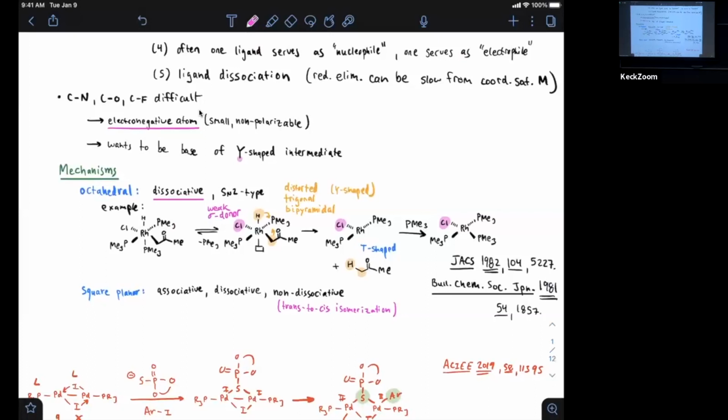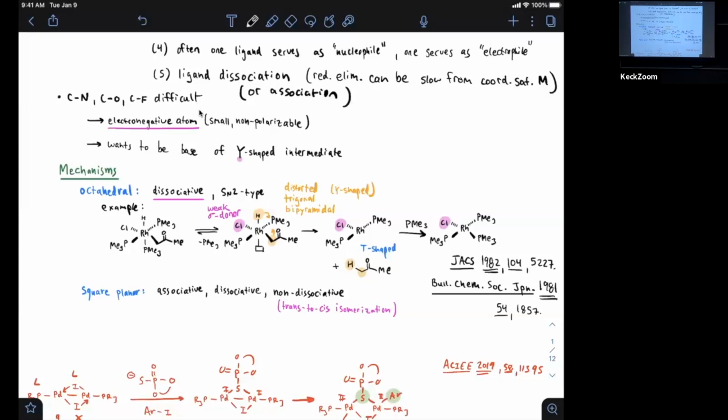And so a point here, I should complete this thought, is that reductive elimination is a little bit complicated in the sense that there are a couple different flavors of reductive elimination. There's what we would call a non-dissociative pathway, where if you have an octahedral metal, it's directly undergoing reductive elimination from the six coordinate state. Or if you have a square planar complex, it's directly undergoing reductive elimination from that four coordinate state.